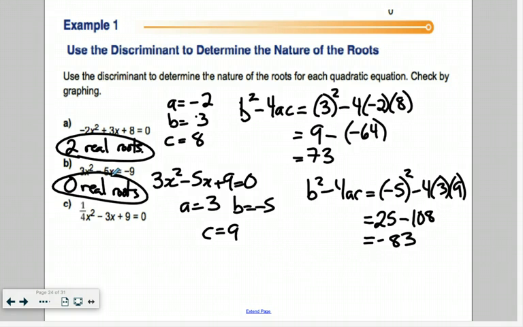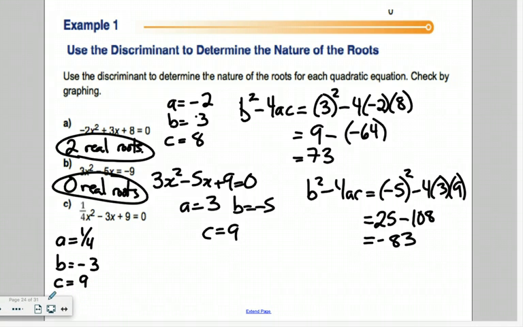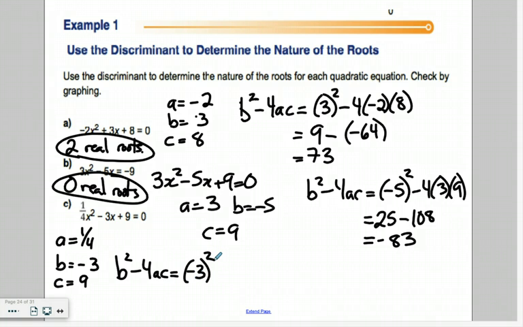Right? Finally, in C, again, we can still do these things with fractions. That's not something that we're fearful of. Again, it's in standard form. It equals 0. So our a value is a quarter. Our b value is negative 3. Our c value is, in fact, 9. So again, we evaluate the discriminant of b squared minus 4ac. My b value, again, negative 3, ensuring that we're squaring the negative. B squared minus 4 times a, which is a quarter, times c, which is 9.